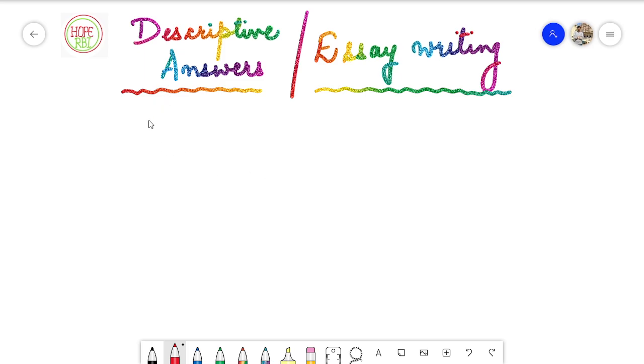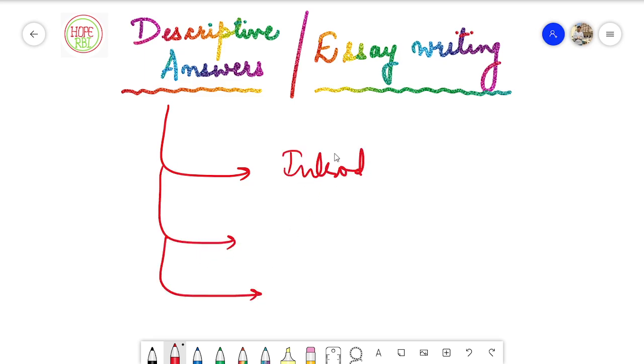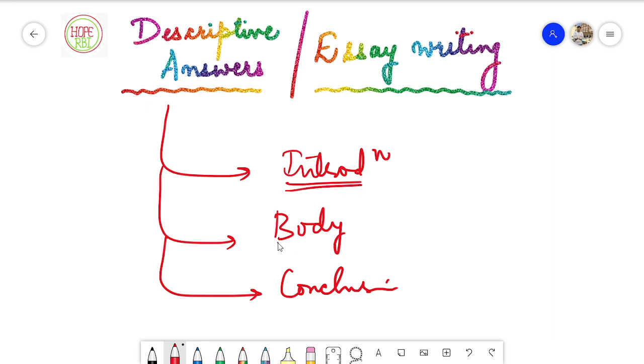For the descriptive answers, for any type of answer that you write in your paper, it should consist of three important things. The first thing is your introduction, the second thing is your body, and the third thing is your conclusion. Every answer that you write in your exam must have an introduction, a good body, and a conclusion.